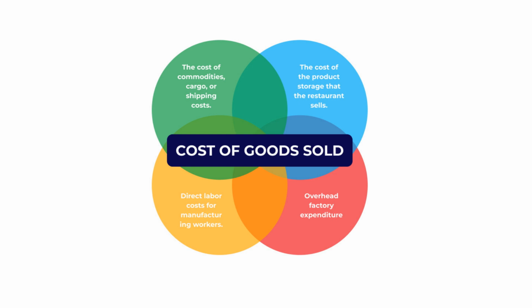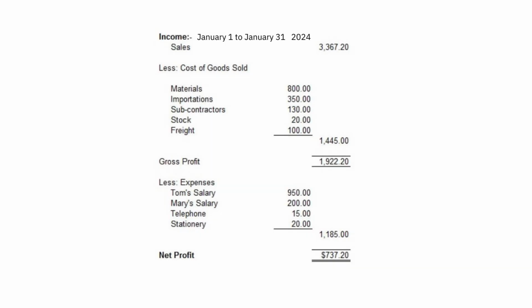Let's look at cost of goods sold. Cost of goods sold, known as COGS, refers to the direct costs incurred by a business to produce or purchase the goods that it sells during a specific period. It includes expenses directly associated with the production or procurement of goods or services that are sold to generate revenue. COGS is an important figure in calculating profitability, as it helps determine the gross profit of a company.